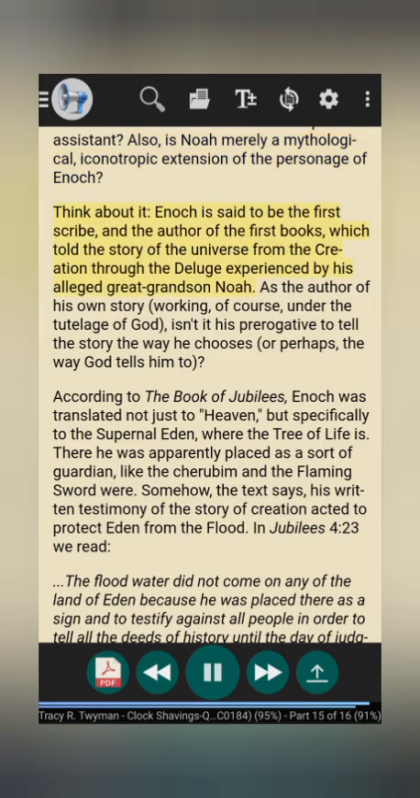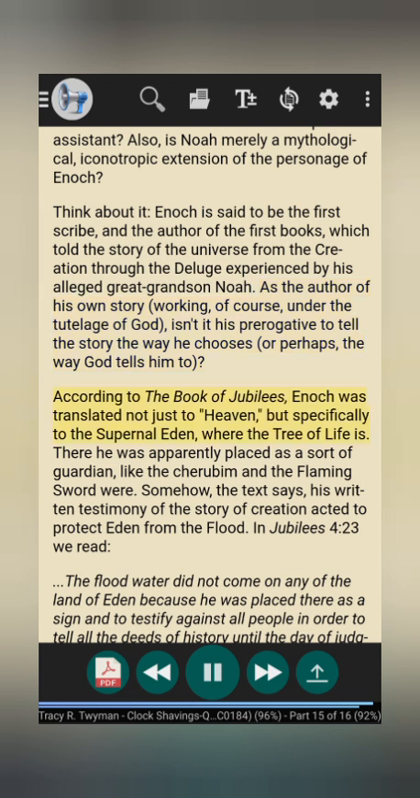Think about it. Enoch is said to be the first scribe and the author of the first books, which told the story of the universe from the creation through the deluge, experienced by his alleged great-grandson Noah. As the author of his own story, working, of course, under the tutelage of God, isn't it his prerogative to tell the story the way he chooses, or perhaps the way God tells him to?